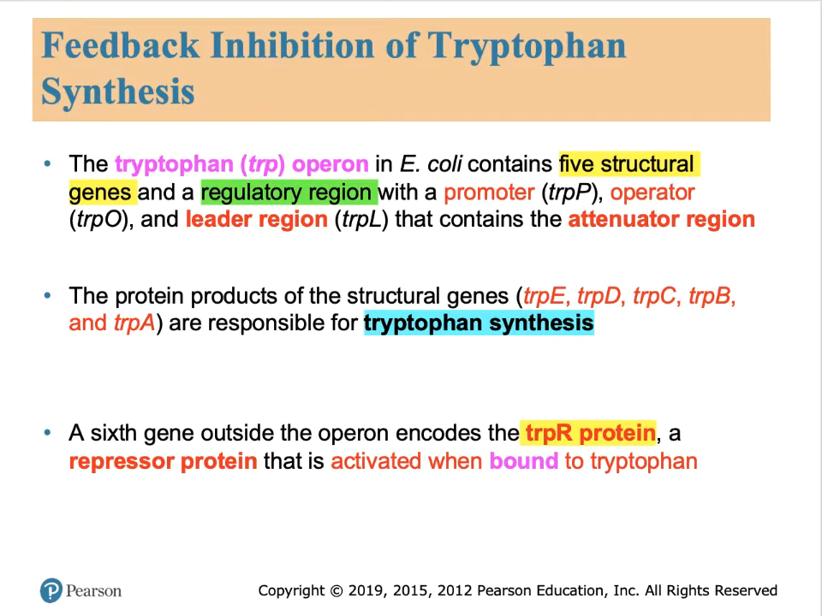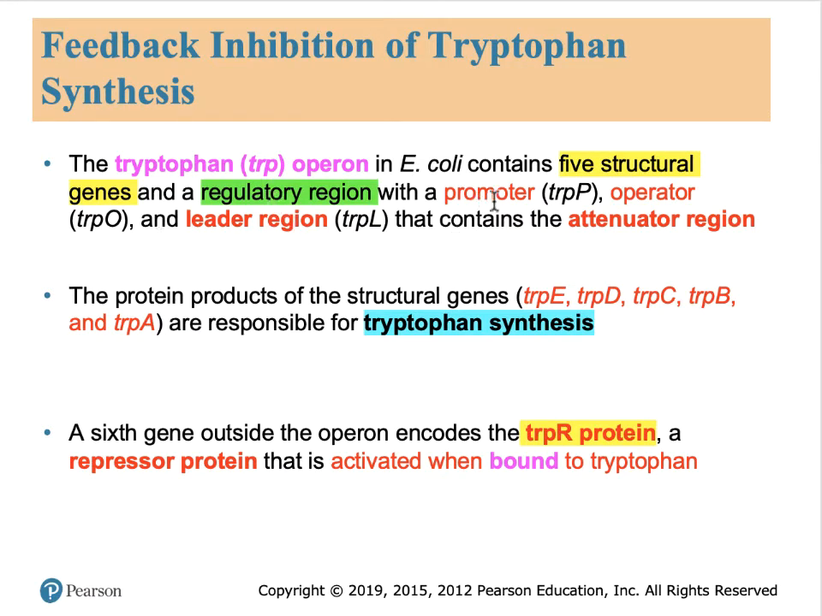Before we look at the way this regulation takes place, let's look at the general architecture of this part of the bacterial chromosome. The tryptophan operon, like all other operons, consists of more than one structural gene under the control of one switch. In the case of tryptophan, the 5 structural genes are attached to a regulatory region, which has a promoter, an operator, something new called a leader sequence that contains the attenuator region. So we'll look at this in a second.